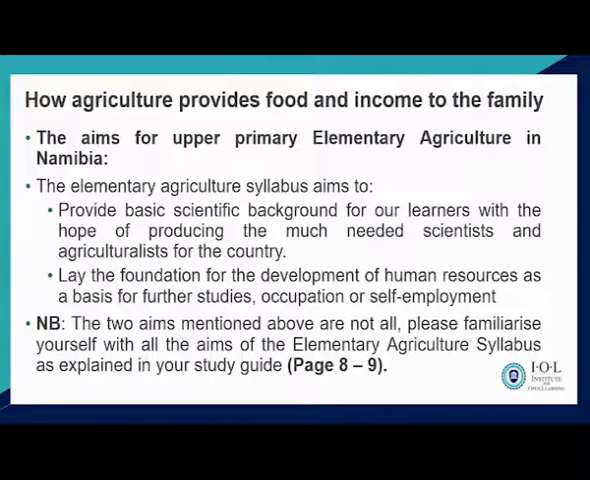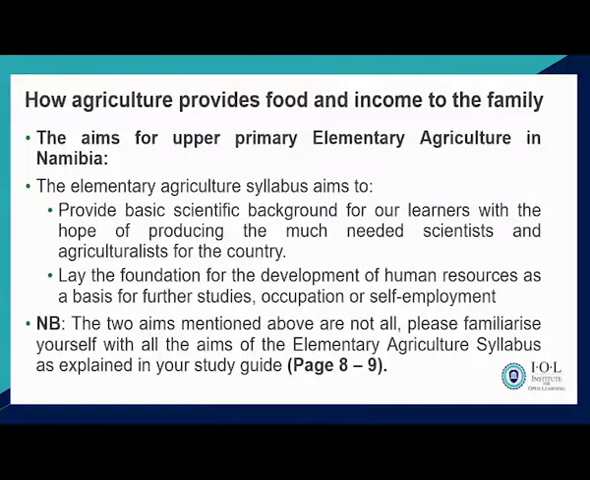Okay, so we are still in the first unit, how agriculture provides food and income to the family. And this is where it's prescribed as to the aims for the upper primary elementary agriculture in Namibia. Why are we doing this? The reason to go through the agriculture syllabus is to provide basic scientific background for our learners, with the hope of producing the much needed scientists and agriculturalists for the country, so that we can work towards that goal of food security.